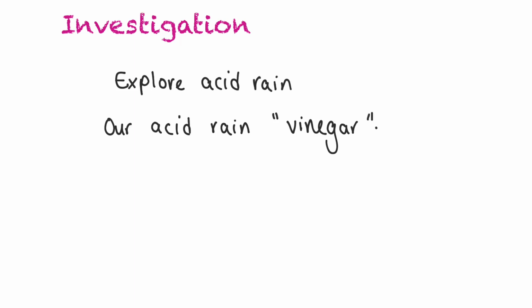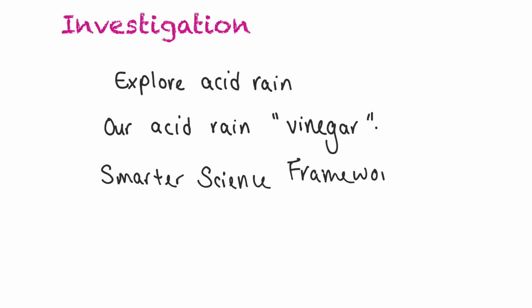So you might want to take a look at how acid rain affects plant growth, or surfaces like corrosion, like a metal. There's lots of different things you can do. You're going to select something to study, and you're going to use the Smarter Science framework that we're going to teach you how to use to help design your investigation. And it's going to be completely up to you what you want to explore.